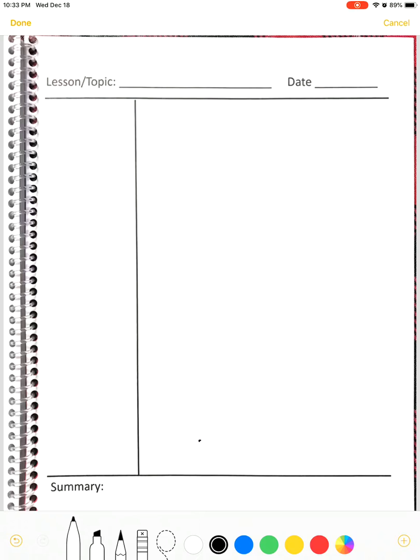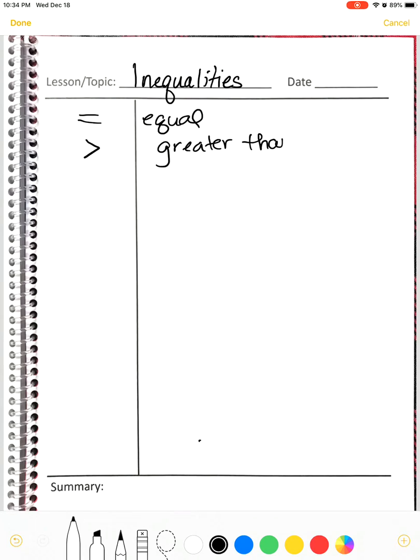So in the note section, our topic is inequalities. All right, so we know what an equal sign means, right? That's equal. Nothing new there, right? So an inequality does not have an equal sign. All right, so what signs would we see in an inequality? Well, I bet you've already learned this. Greater than is one that you should know. Greater than. And then we would have less than.